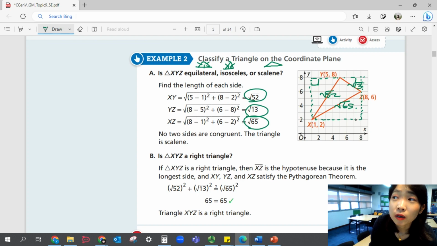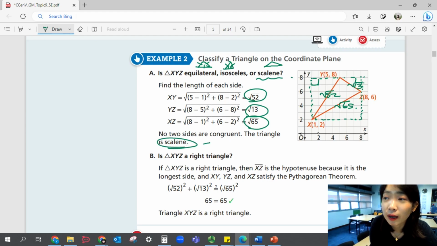Are they the same? Those are all simplified already. So if you simplify and you don't see the same numbers, then they're not the same values, right? So no two sides are congruent. This is a scalene triangle, okay?